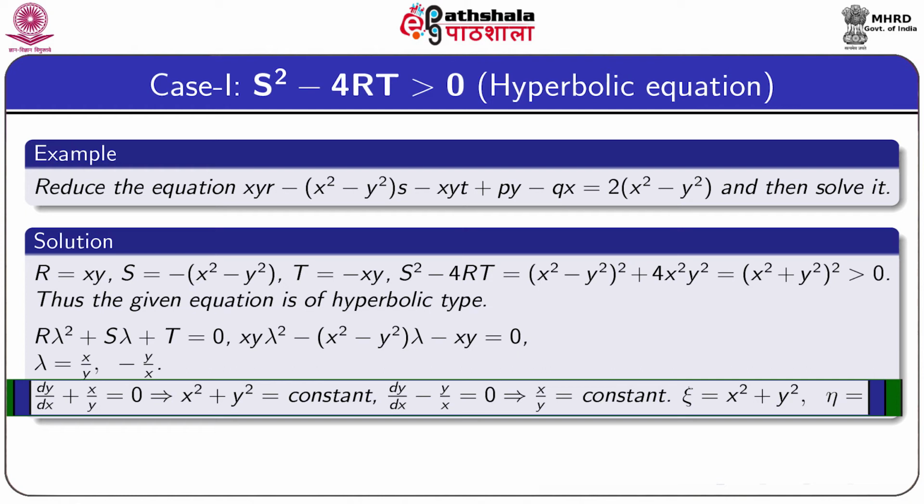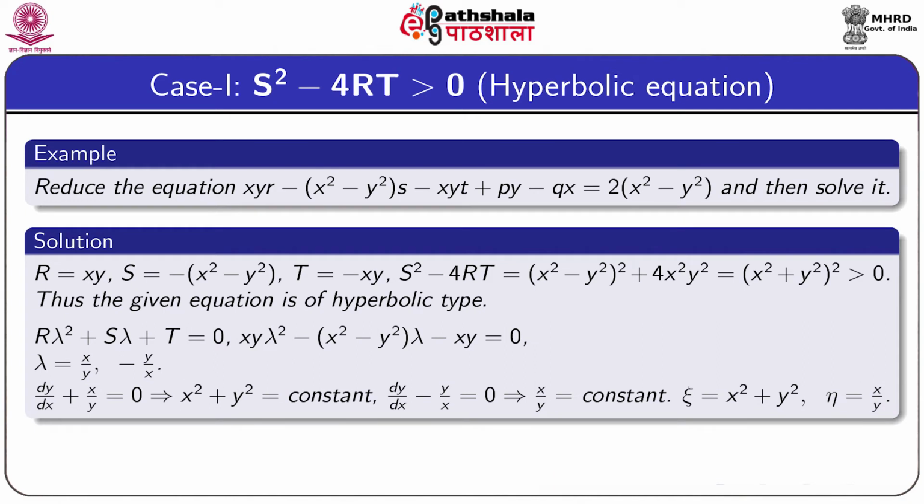So, our one equation is dy by dx plus x by y equals 0. It gives one constant, x square plus y square equals constant, and the other equation dy by dx minus y by x equals 0 gives another integral, x by y is equal to constant. So, we can choose the transformation xi equals x square plus y square and eta equals x by y.